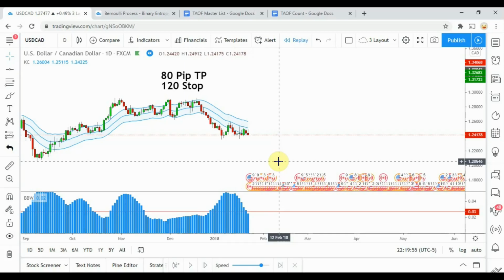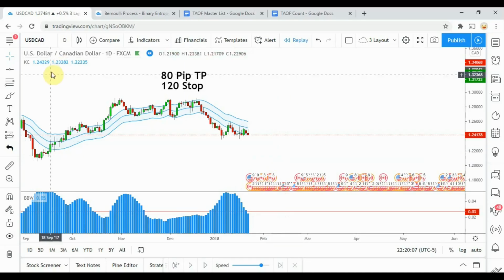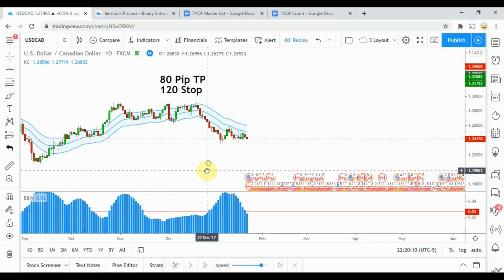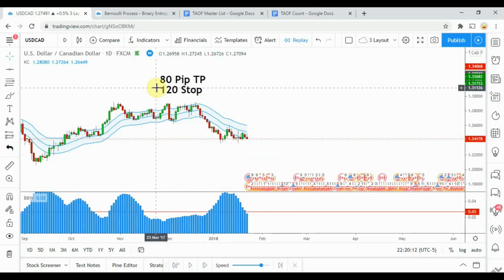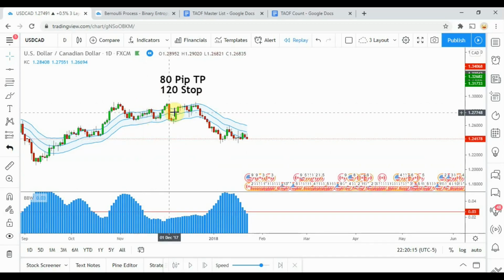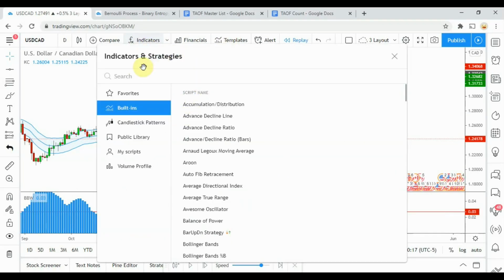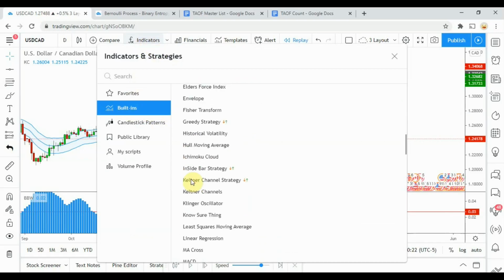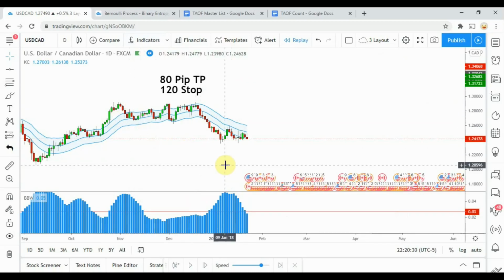Alright, as I said, today we will be looking at another simple trading strategy. So, what we have on screen here, let's start with the top. On top here, what we have is the Keltner channel. If you go into TradingView's indicators and go to built in and scroll down, the Keltner channels is right here. You can see it here on screen.